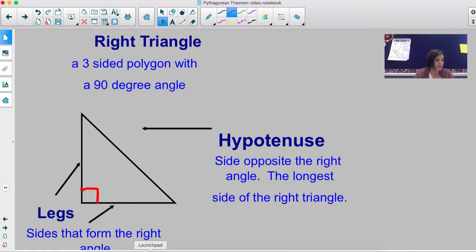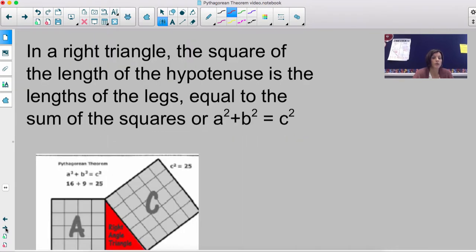The legs, write down, are the sides that form the right angle. So you have a leg here, and then the hypotenuse is always diagonal from the 90 degrees. So it's the side opposite the angle. It's the longest side of the right triangle, if you want to add that to your definition as well. Get it down, press pause if you need to, and then we're going to get going.